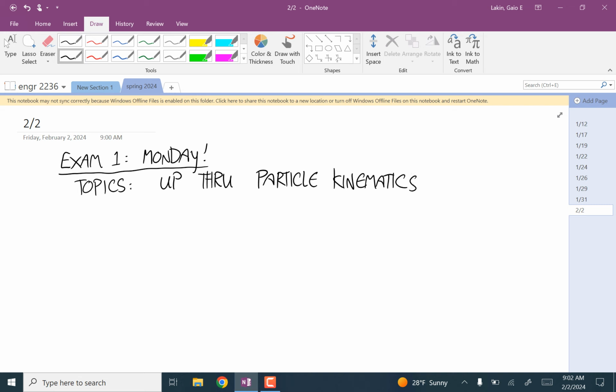So that can include vector stuff. It can include stuff from the math questions. And then particle kinematics, we did the relationships between position, velocity, and acceleration, the derivative relationships. We did the chain rule. We did circular motion and relative motion.